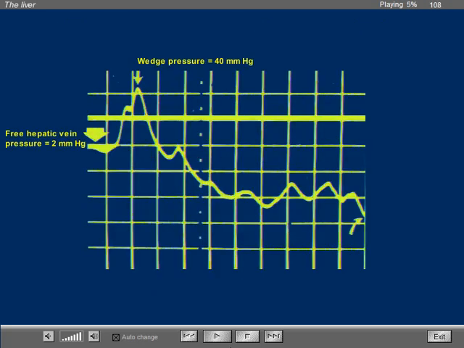This is just to show a tracing of the wedged hepatic studies where one can record a wedge pressure. In this case it was 40 millimeters of mercury, and a free hepatic vein pressure of 2 millimeters of mercury. So this patient had severe portal hypertension with a gradient of 38 millimeters of mercury. Normally the gradient should be less than 5 millimeters of mercury. So we always do manometry when wedge hepatic vein studies are performed, before the injection of contrast.